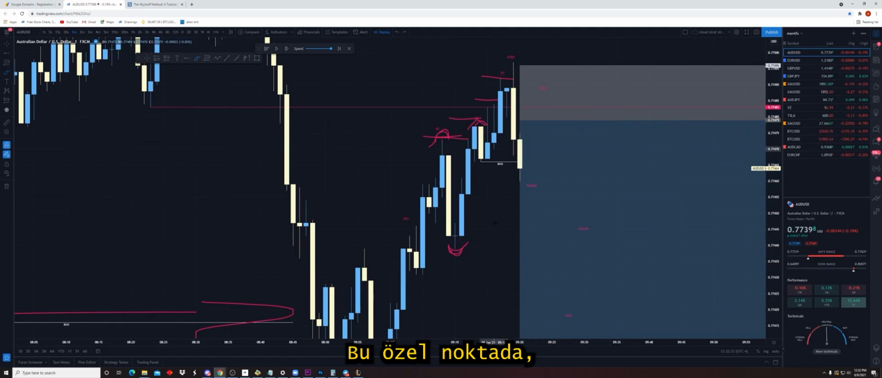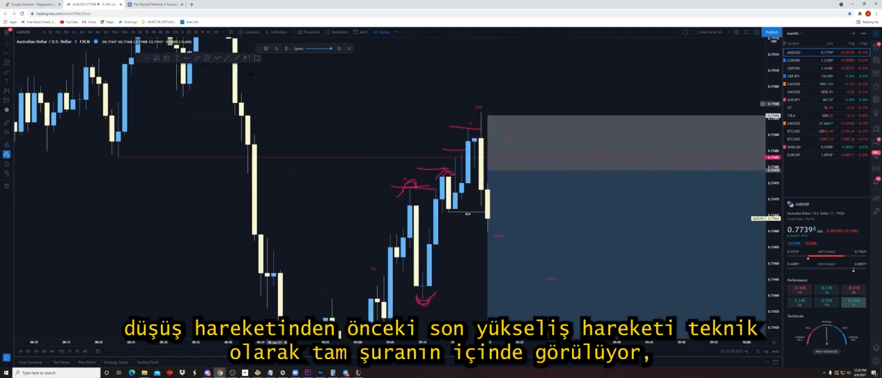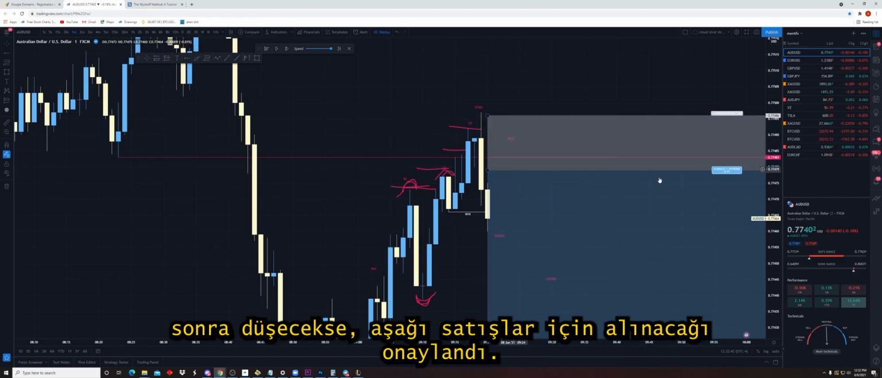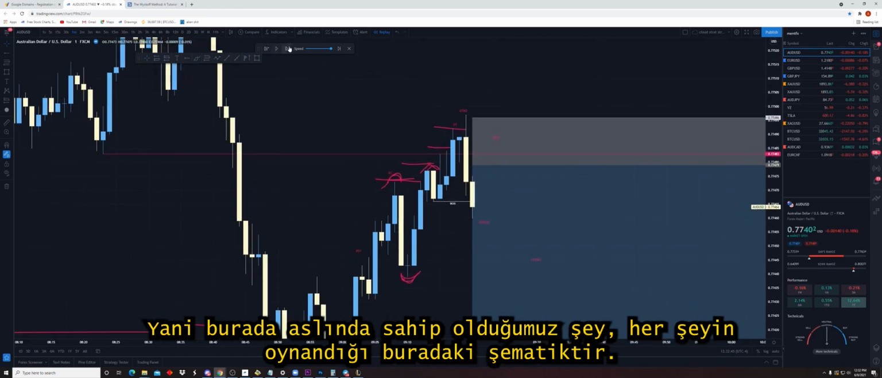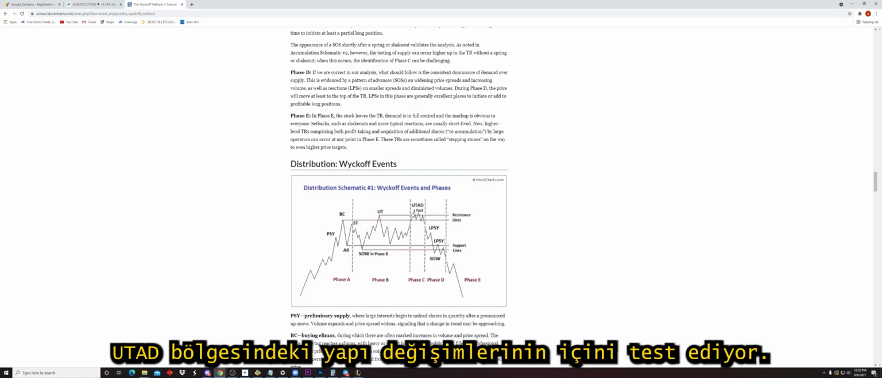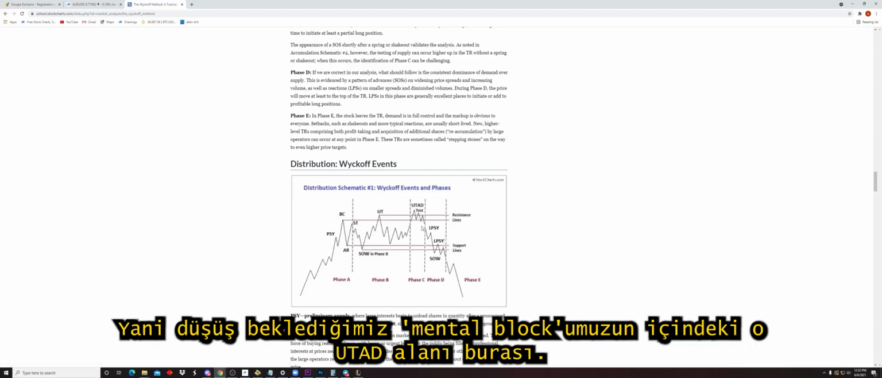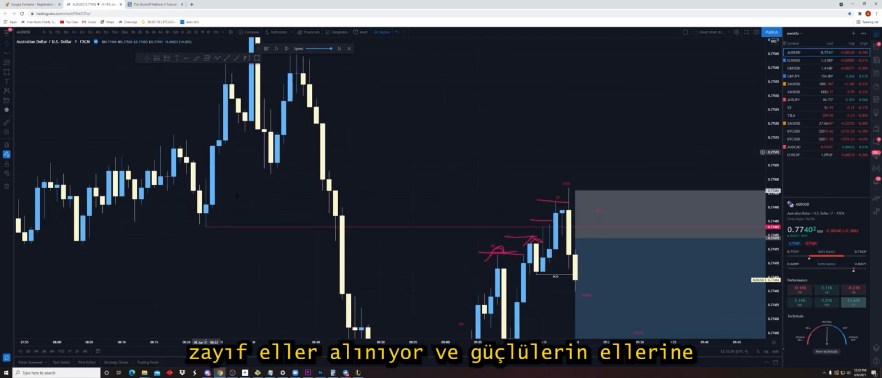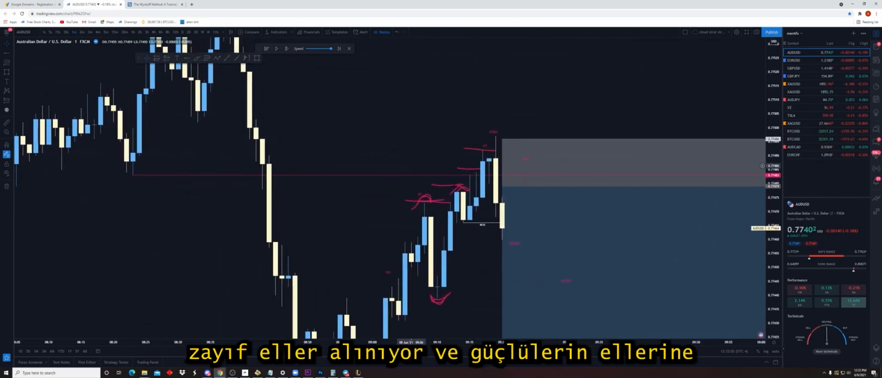At this specific point, the last up move before the down move technically is seen right inside of here, which is now confirmed to be taken for sells lower if prices are to tap back in and then drop off. So what we actually have happen here is this schematic right here, where we have everything play out, the UTAD plays out, and instead of it breaking and then coming up to test, it's testing up inside of the shifts of structure in the UTAD area. So this is that UTAD area inside of our MentFX block where we're expecting bearishness from.